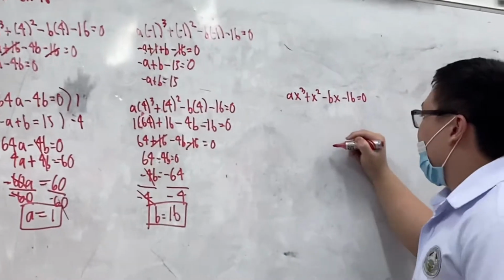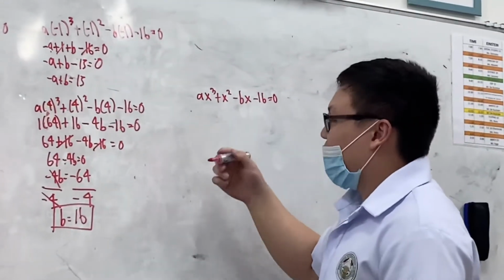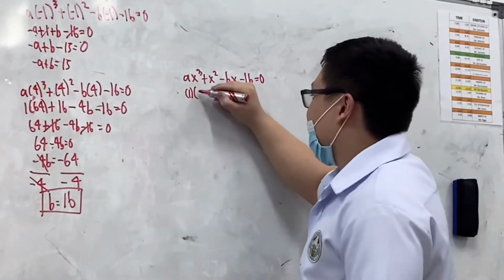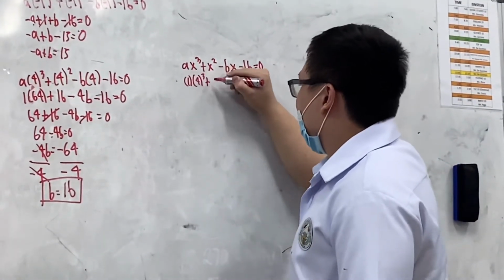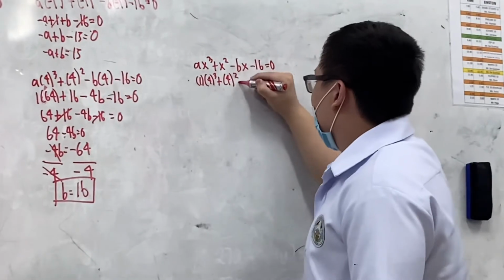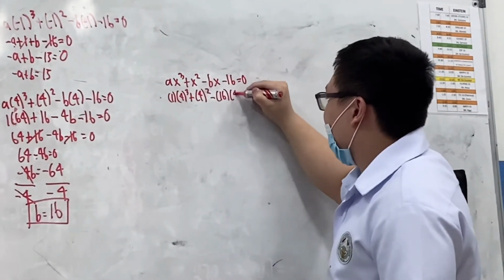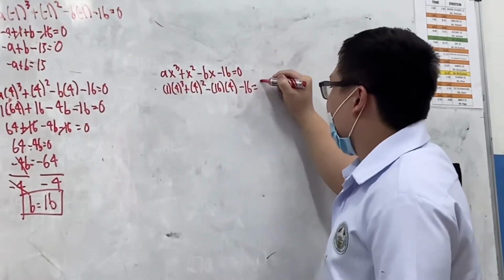Then we need to substitute our values with our known values, which is 1. Then x, we'll use the first x, which is 4. Plus 4. Then B, what's our value of B? 16. We have 16 multiplied by 4 minus 16 is 0.